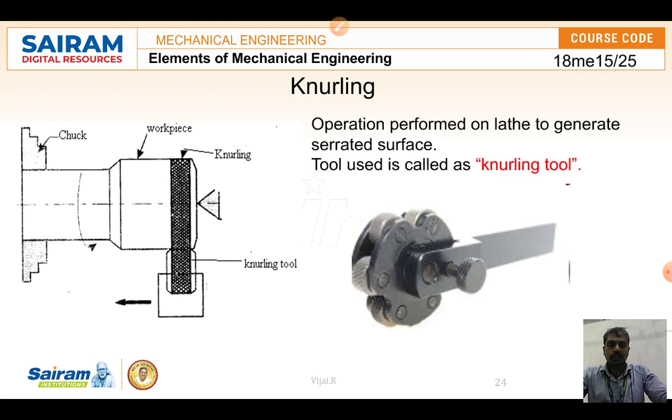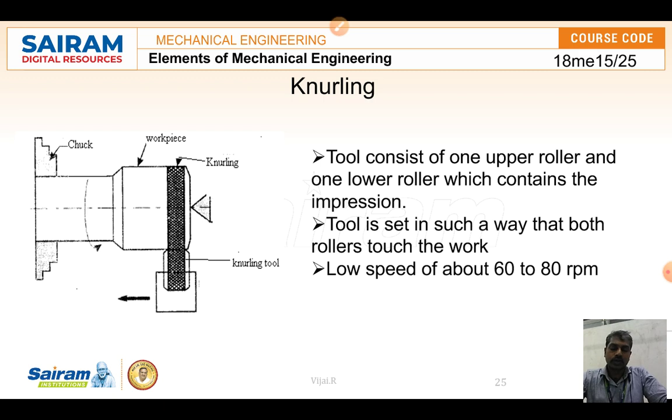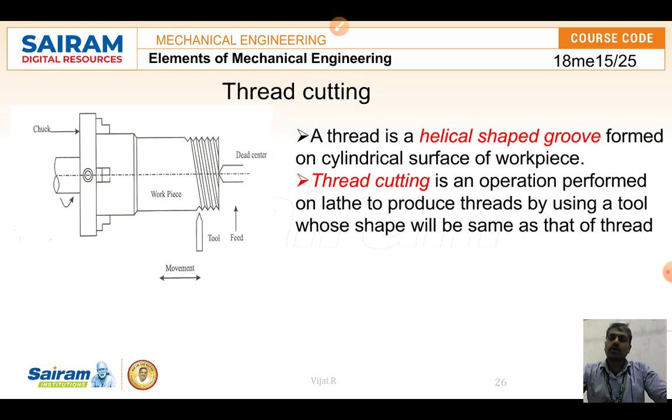We can see that in the previous slide. In this we can see the knurling tool and how it looks. There are two rollers, or three rollers, or a larger number of rollers. When we press this knurling tool over the rotating workpiece, the two rollers should touch the workpiece so that it can create the impression on the job when it is rotating. So the tool consists of one upper roller and one lower roller, and it is pressed over the workpiece.